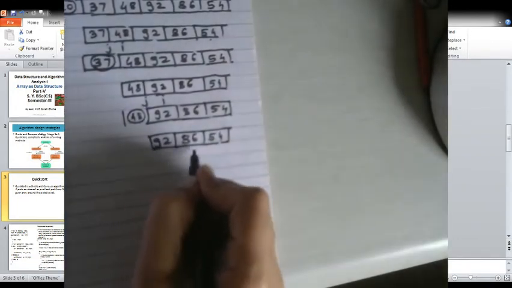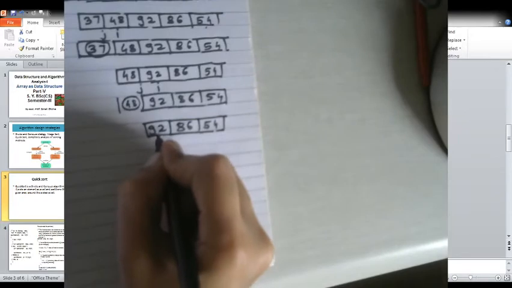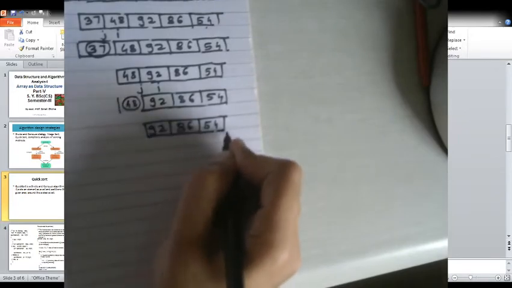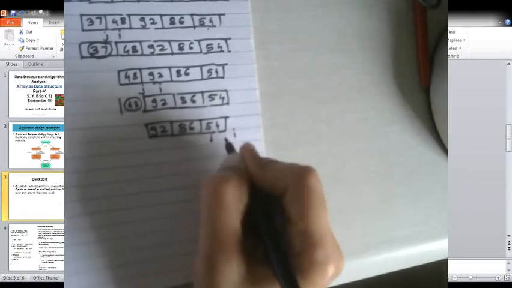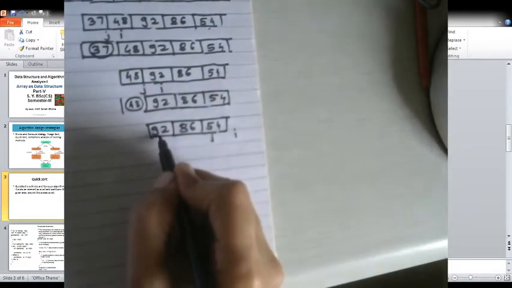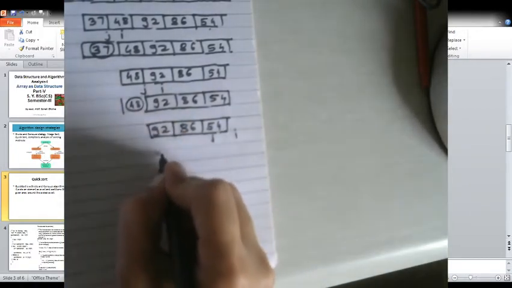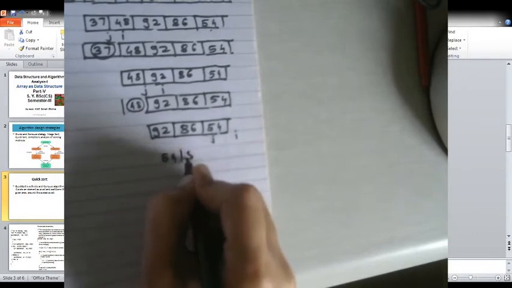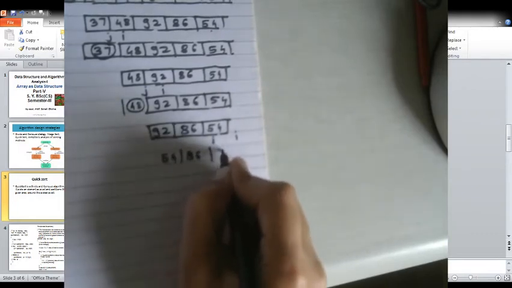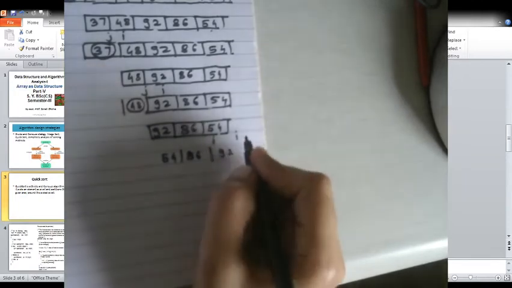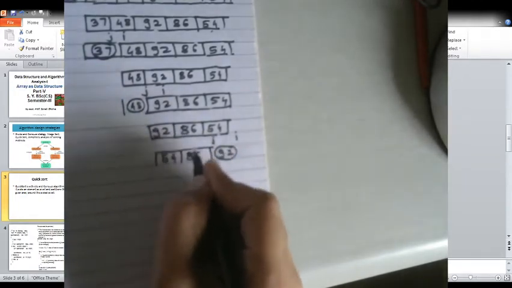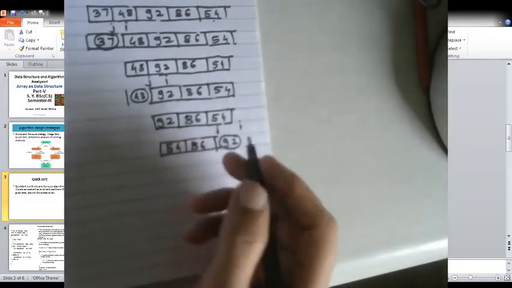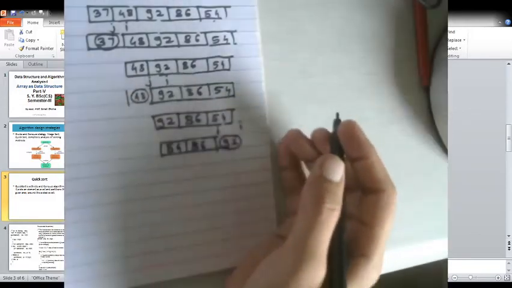Here 92, 86, 54. Consider 92 as the pivot point. There is no element greater than this, but the element less than this is at j. So put 92 here. So 54 is here, 86 is here and 92 is here. This is our partition point, so give the circle here. The remaining list is only on the left-hand side, no right-hand side.